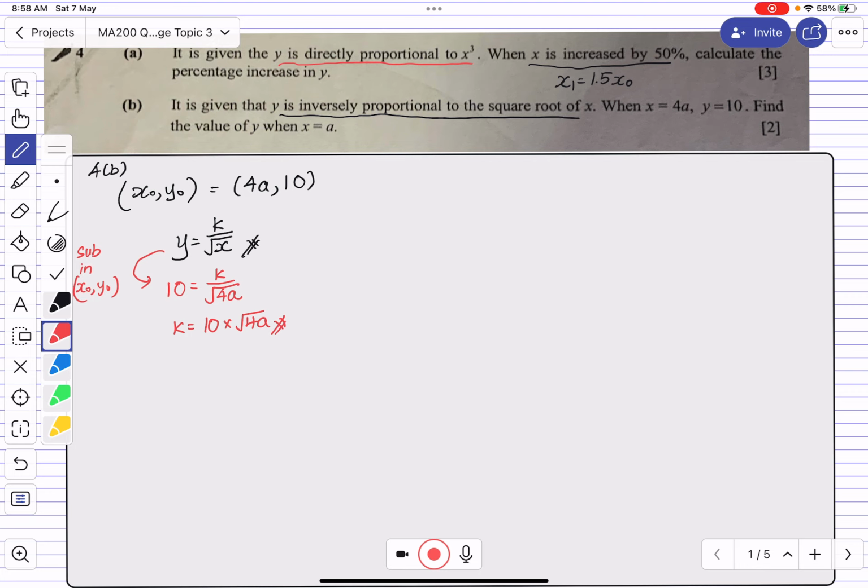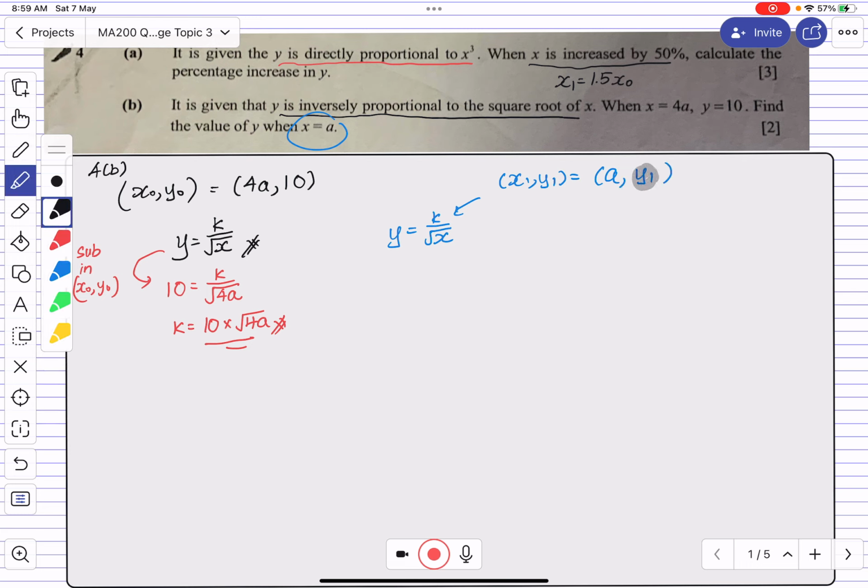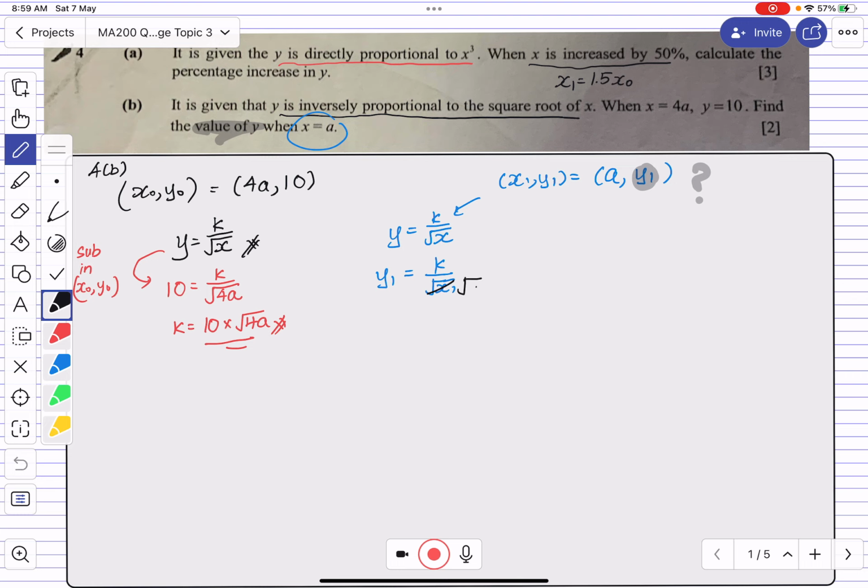Now here, the same equation: y equals k over the square root of x. I substitute for my new set of values, x1, y1. They say that x is a. So what is my y1? This y1 is what we are trying to find out here, and that will be the answer to the question. So if I substitute y1 and x1, x1 would be basically just a, so this is the square root of a.